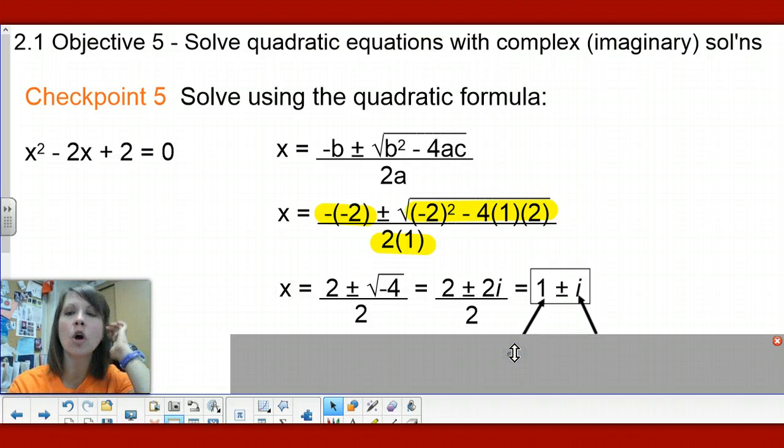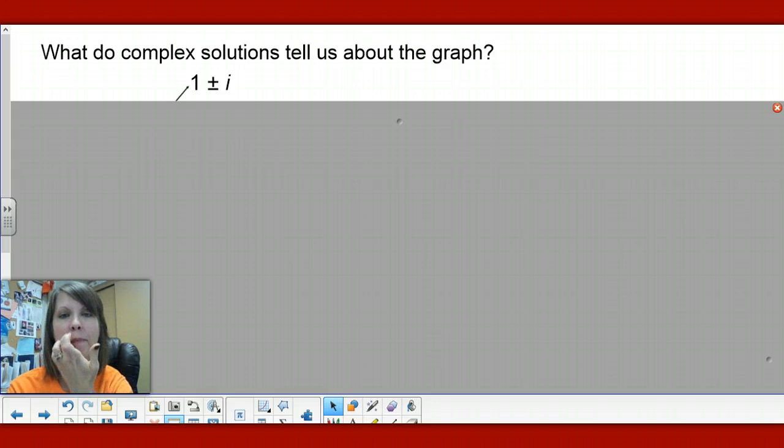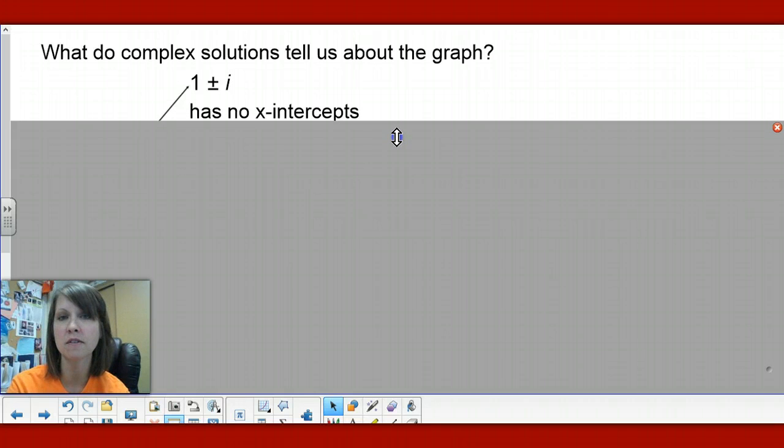Okay, I want to also show you what implications this has for our graph. Let's go to the next page for that. All right, what do the complex solutions tell us about the graph? Well, solutions on a graph are normally our x-intercepts. And if we have complex solutions, that means we're not going to have any x-intercepts.